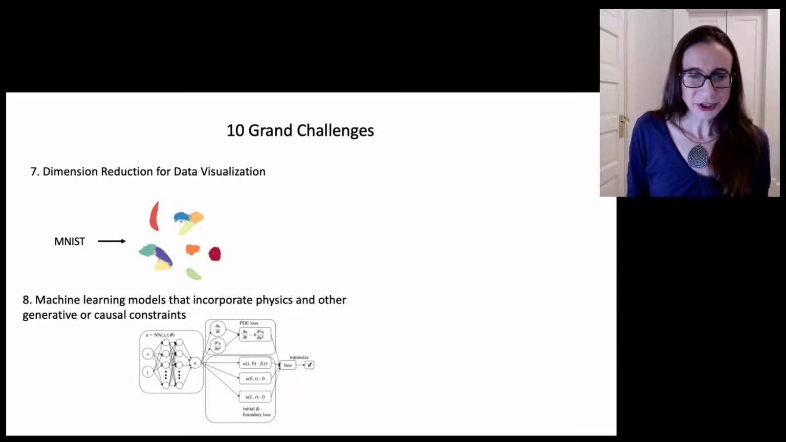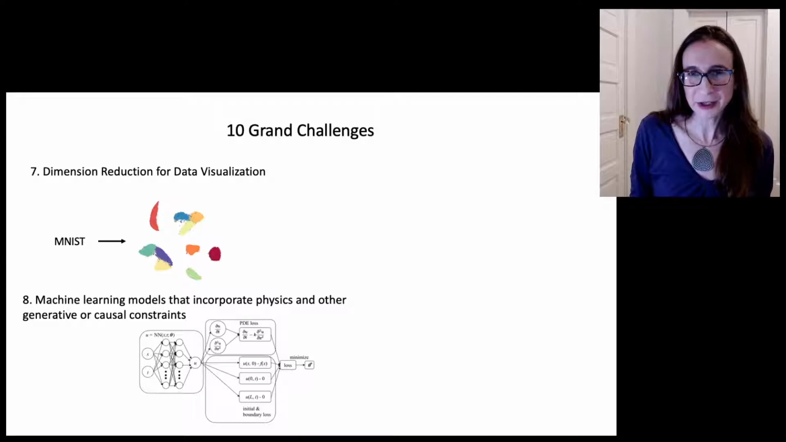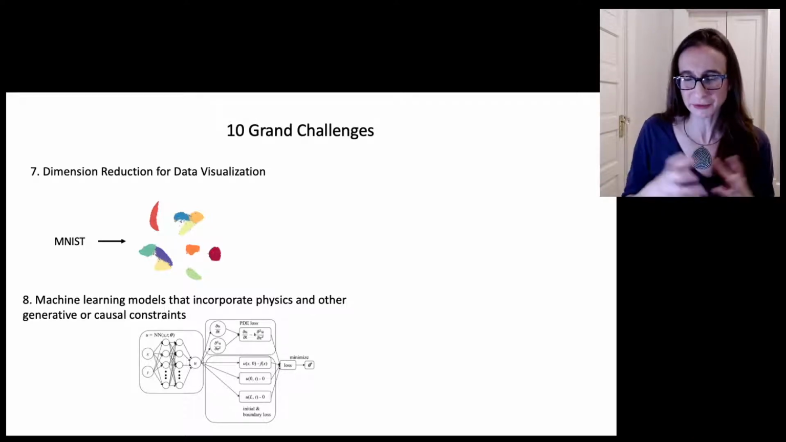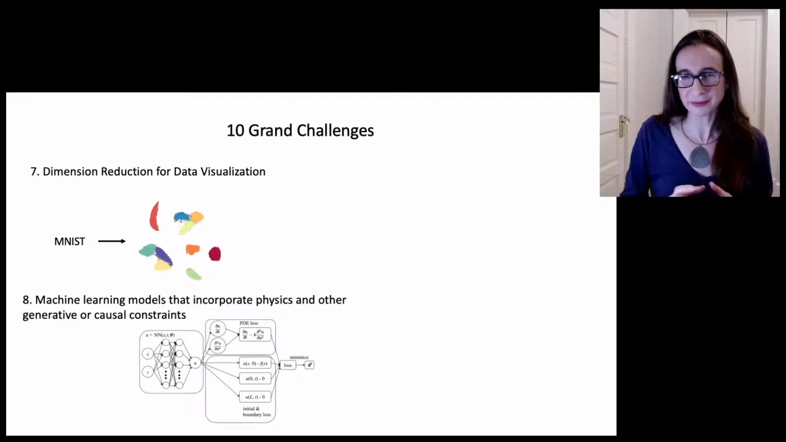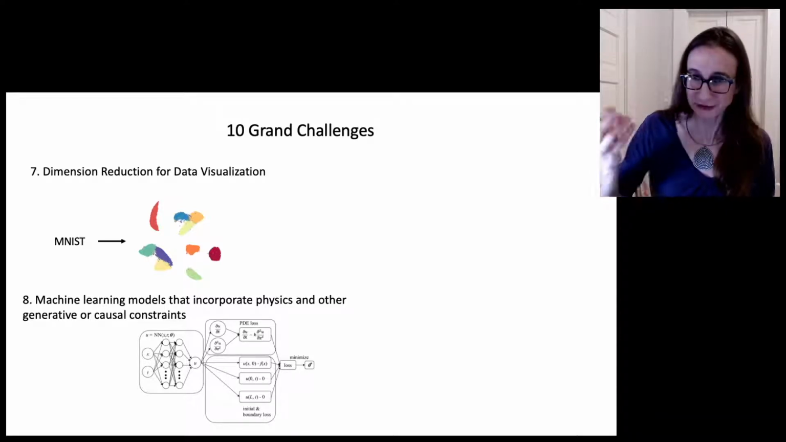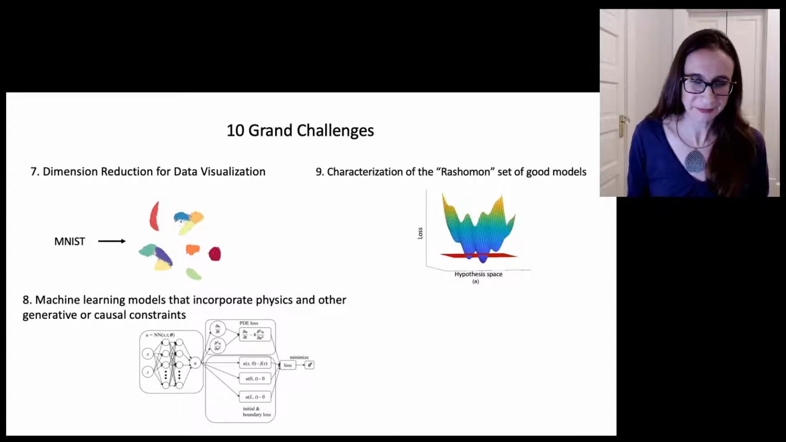The eighth one is machine learning models that incorporate physics and other generative or causal constraints. A lot of people wouldn't even think a model is interpretable unless it has the correct causal information in it. And so this eighth challenge deals with how to put that information into a machine learning model, how to put physics into a machine learning model.